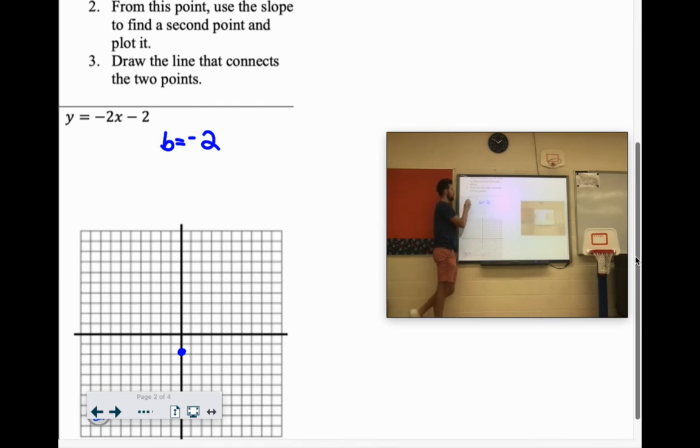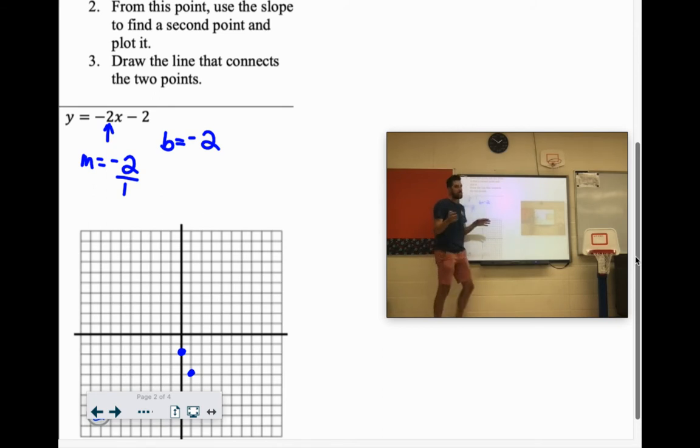Now our slope is -2. But I want you to always think of slopes as a fraction. So -2 is a fraction, it's just -2/1. So if it's positive, we're going to go up and right. If it's negative, we're going to go down and right. Now we can go to the left as well, but if you just remember how you read along a page, left to right, it'll make it easier. So from that point, we're going to go down 2/1.